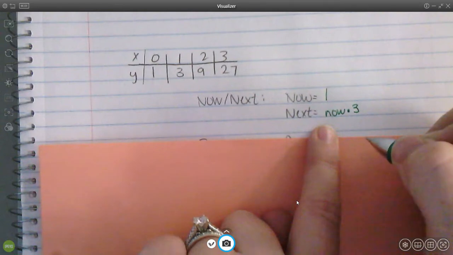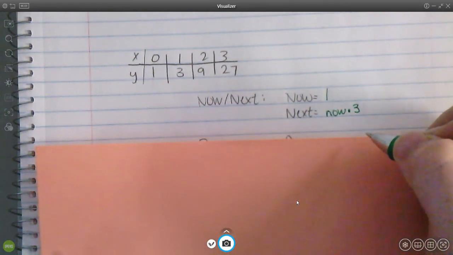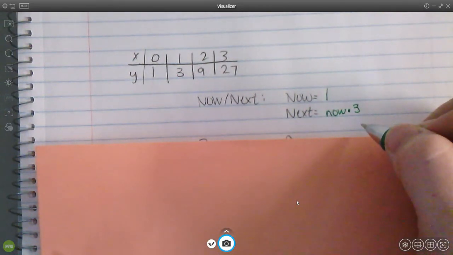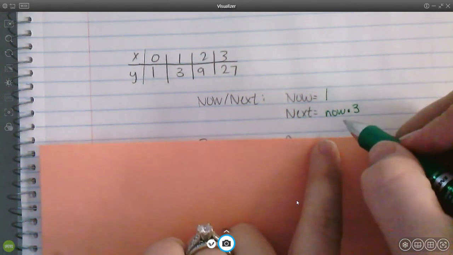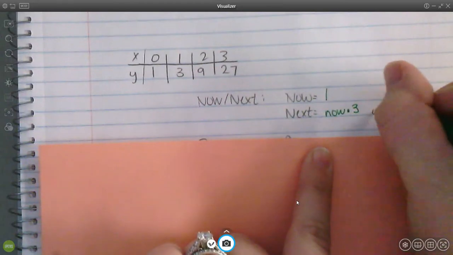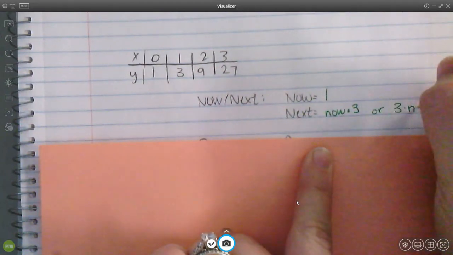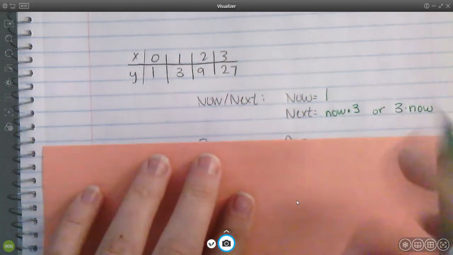You cannot just put times 3 because I don't know what you're talking about. Am I taking the previous term times 3? Am I taking the next term times 3? So you have to make sure you put now times 3, or you can write 3 times now. I don't have a preference.